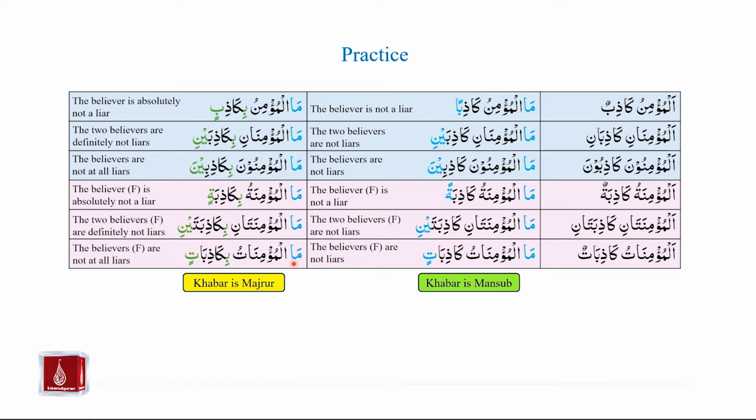With emphasis, we will get mal-mu'minatu bikazibatin. Here, although we still have the atin ending sound, bikazibatin is majroor because of the presence of ba harf jar. The female believers are not at all liars.